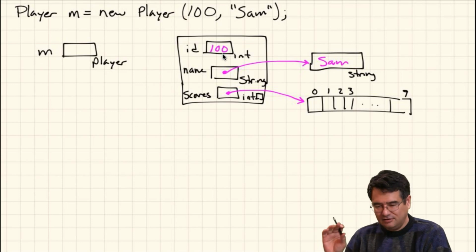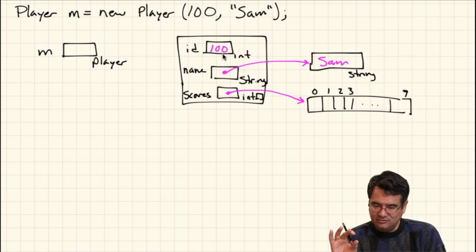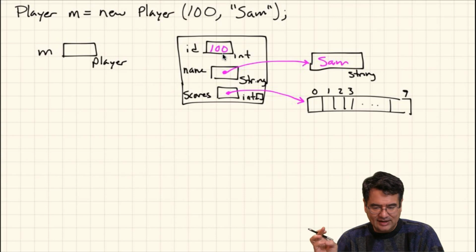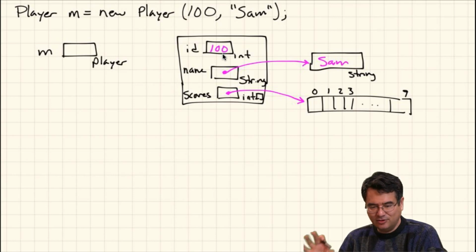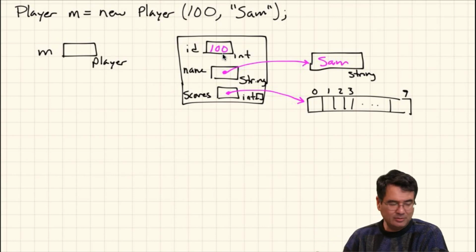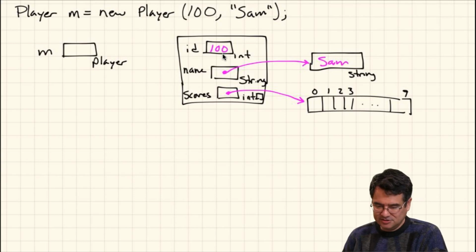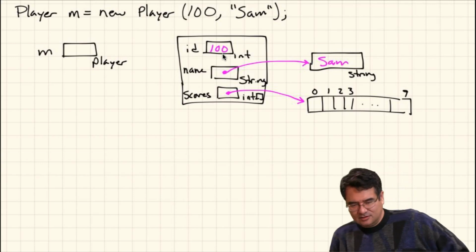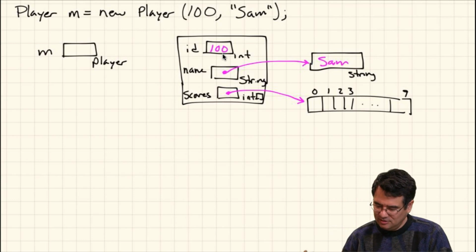Okay, so those 12 pieces of data, the ID number, the name, and the 10 scores, don't actually exist inside of the object. Only the ID number does. The rest of them are just addresses to memory locations outside the object somewhere. Okay, so this is going to be really important.